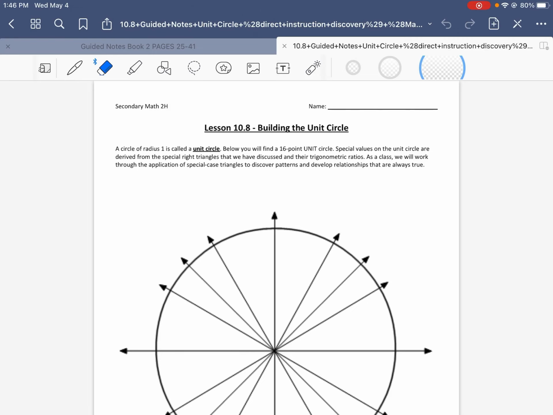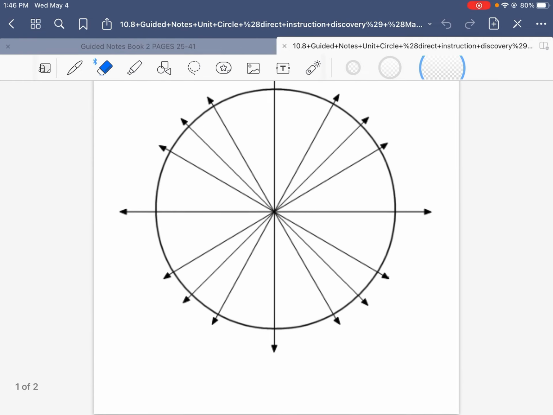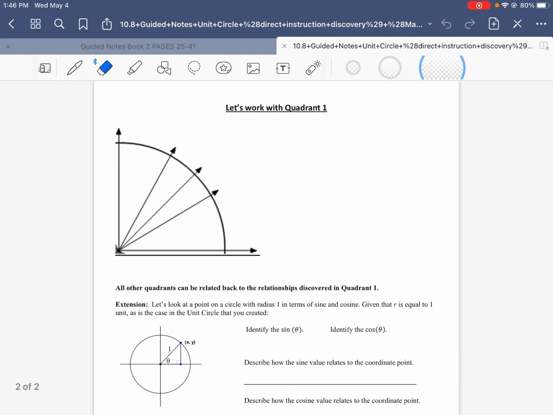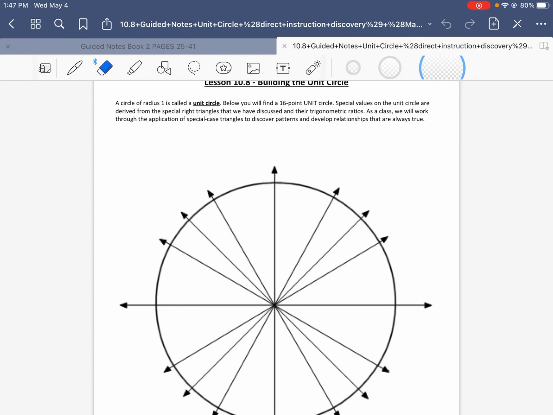You'll notice in the guided notes packet you have this circle here on the front that is not labeled in any way, so we're going to complete that. And then you have the second page that talks about just working with quadrant 1. So you'll notice that I've screenshotted quadrant 1 so that we could build some patterns and then go back and fill in on our circle what quadrant 1 would look like. And then again, we will reflect it around into the various quadrants.